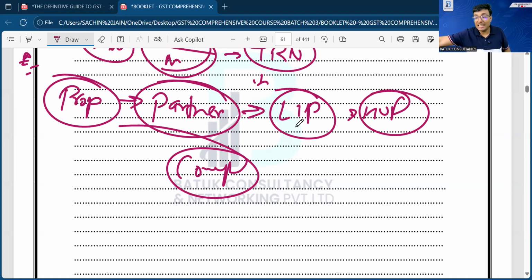Okay, in our last session we have also discussed the effect of non-addition of the additional place of business on the GST common portal. So that point we have to keep in mind. We have a lot of questions. Okay, so we'll discuss certain questions as well.